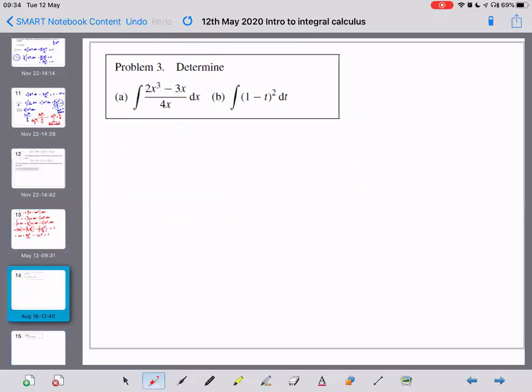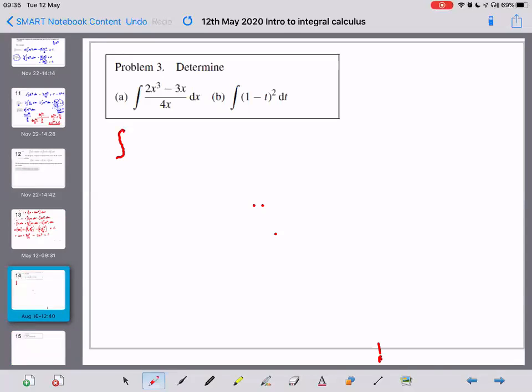So let's have a look at these two. I'll go through these two because they need writing. They're examples of ones that need some manipulation before you can do them. So, taking the first one, we've got the integral of 2x cubed minus 3 all over 4x. What we need to do there is write that differently. We need to write that like this.